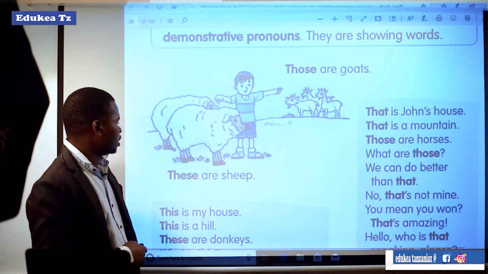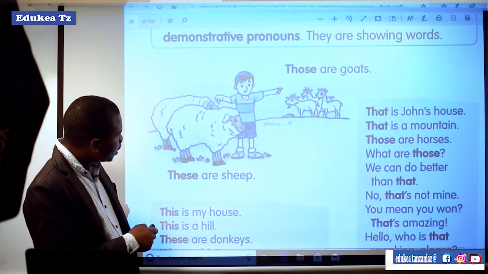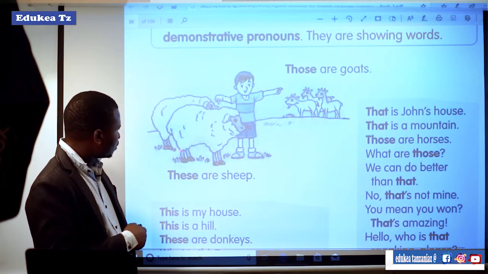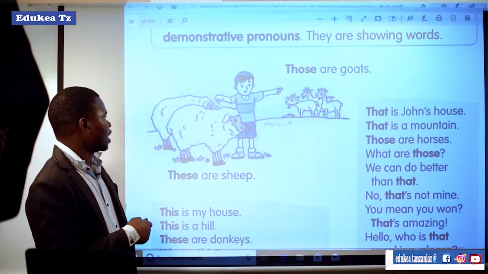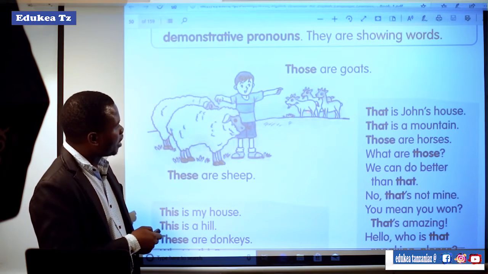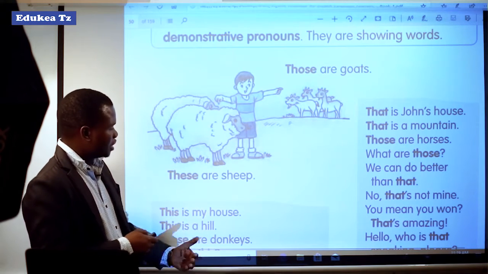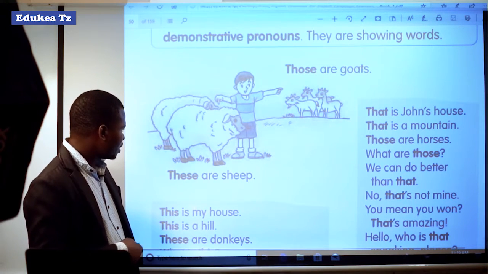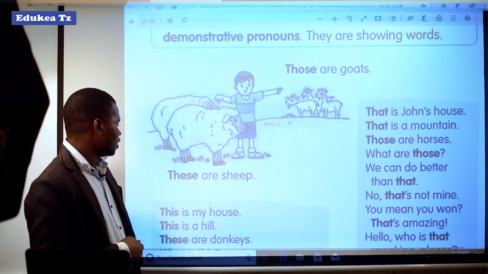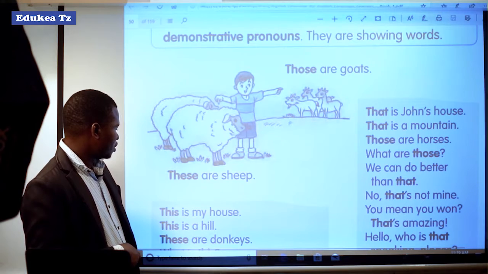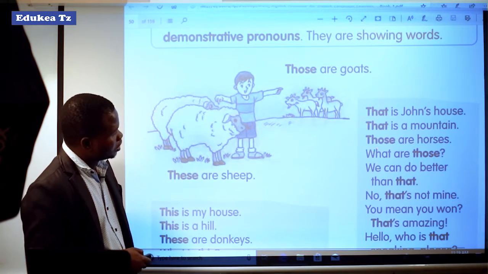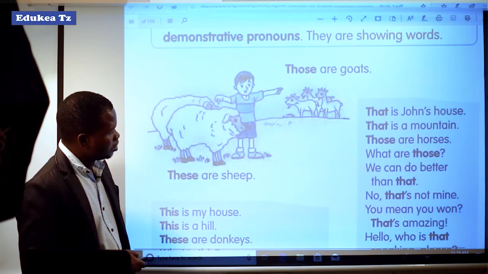For example, these are sheep. So a boy here demonstrates these sheep, and he has used these because the sheep are nearby him. While here he has used those simply because they are far distant from him. That's why here he says these are sheep, while here those are sheep. That is John's house, that is a mountain. These are horses. What are those?